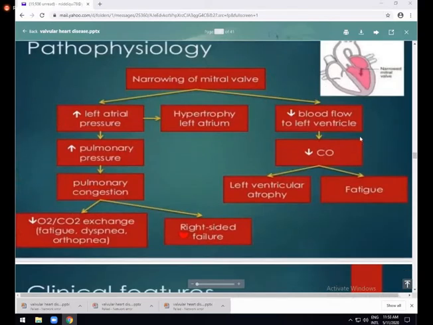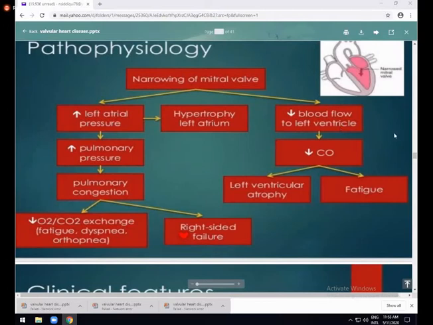So this is the highlight of the narrowing of the mitral valve. When there is narrowing of the mitral valve, that is mitral stenosis, there will be increased left atrial pressure, increased pulmonary pressure, pulmonary congestion. When there is pulmonary congestion, fluid is inside the lungs, which can lead to dyspnea, fatigue, orthopnea. And on this side, you can see decreased blood flow to the left ventricle, decreased cardiac output.